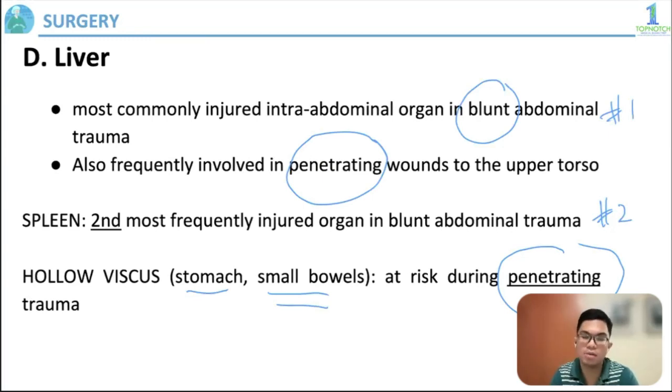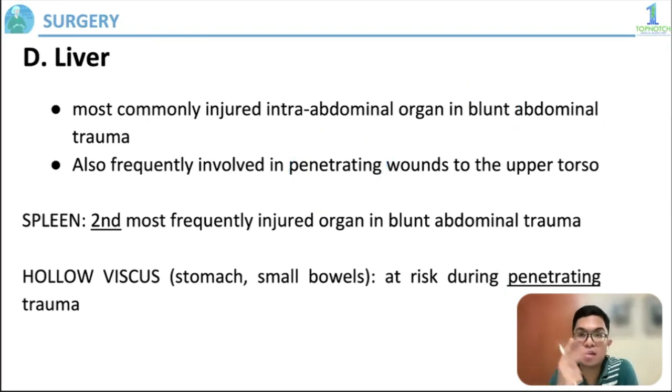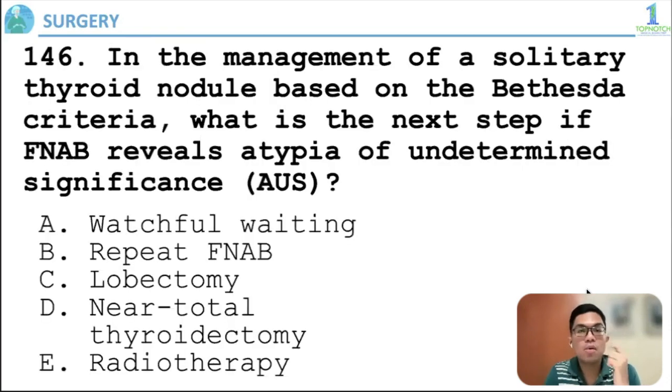Whereas blunt trauma, so di ba blunt trauma, more of increased kinetic energy. So organs that cannot yield to impact ang more likely injured. So again, number 1, liver, number 2, spleen, and pwede rin yung kidneys. Okay? So yung differences ng organs at risk for blunt and penetrating trauma. All right? Sige, so let's proceed to the next question. So what do you do if the Bethesda categorization is category 3, no? Or your atypia of undetermined significance? What's the next best step?